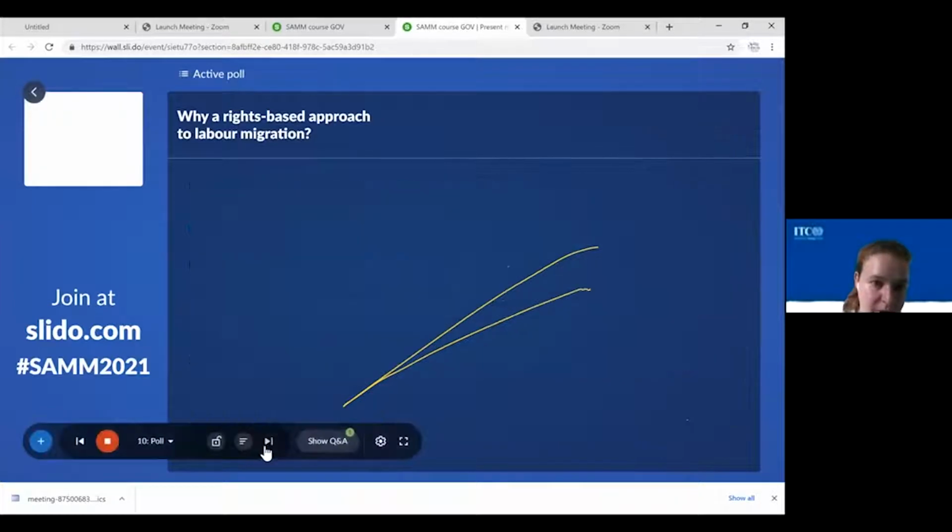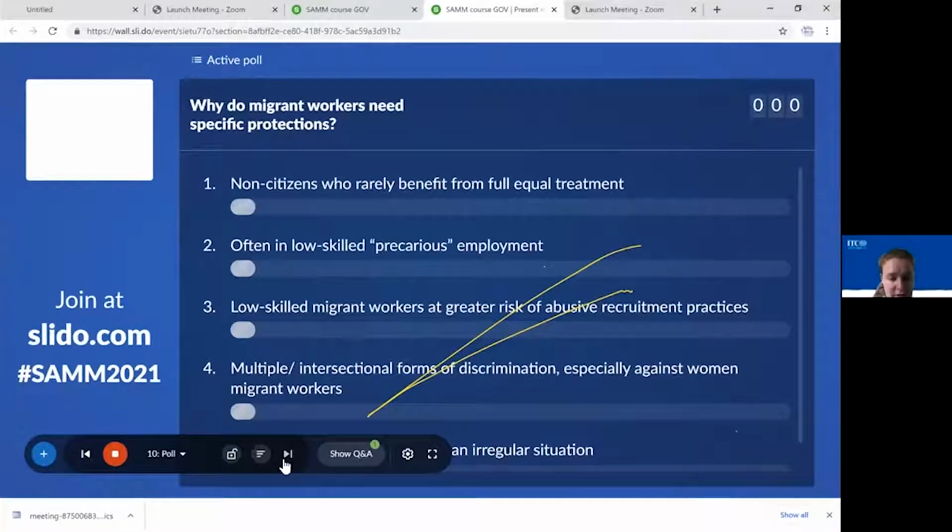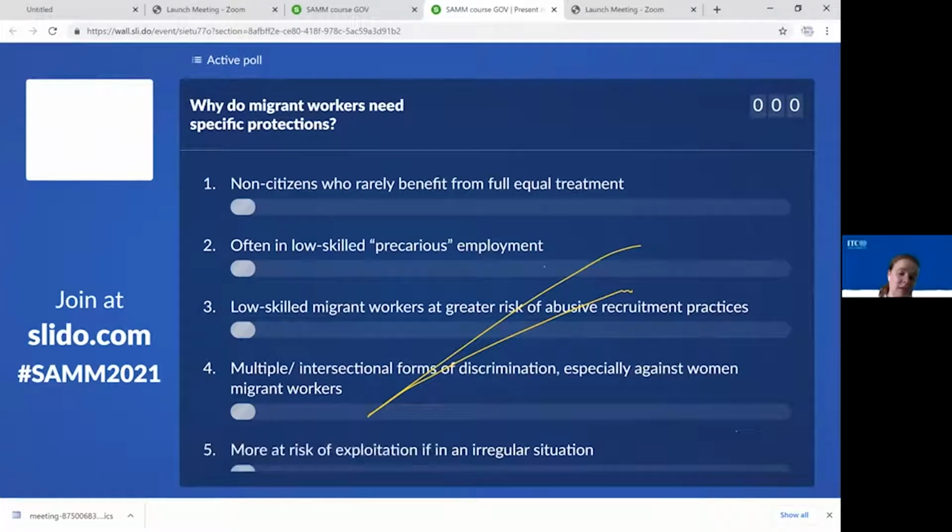And now let's move maybe to the next question. Why do you think, and here as well there is no right and wrong answer, migrant workers need specific protection? And you can rank the options. Is it because they are non-citizens, and as such they rarely benefit from full equal treatment? They are often in low-skilled precarious employment.